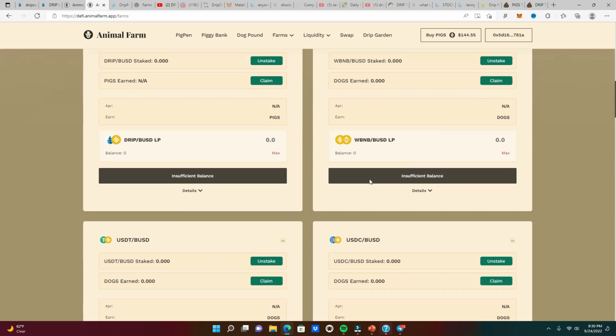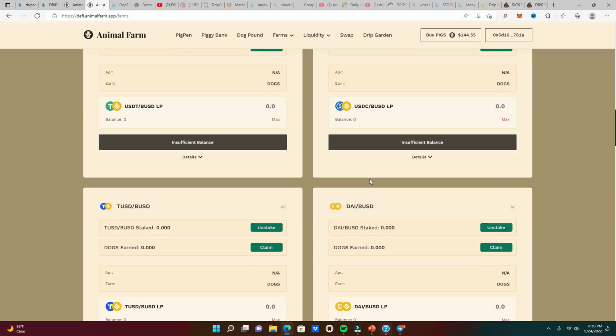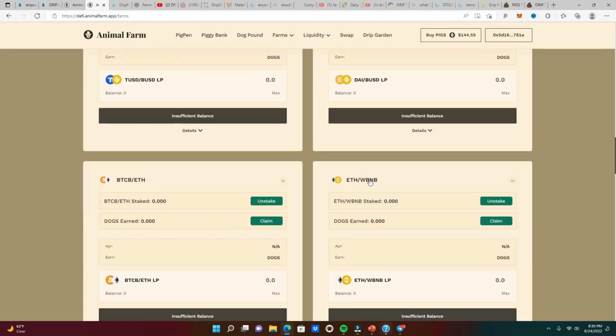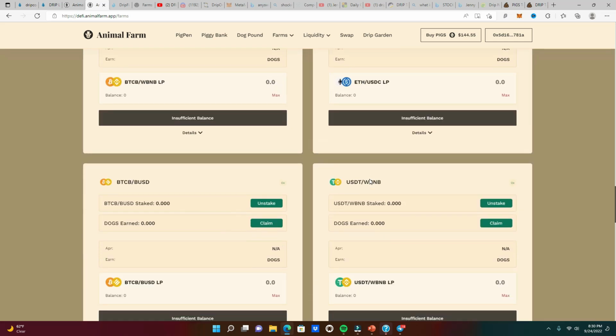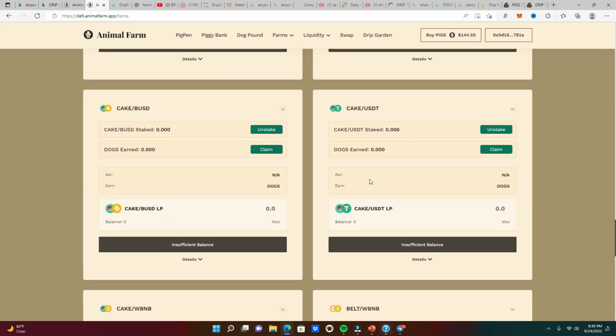You see, everything else here that's being farmed, guys, is going to earn you what? Dogs, but not pigs. Only dogs. And this is the genius of Forex Shark, right?